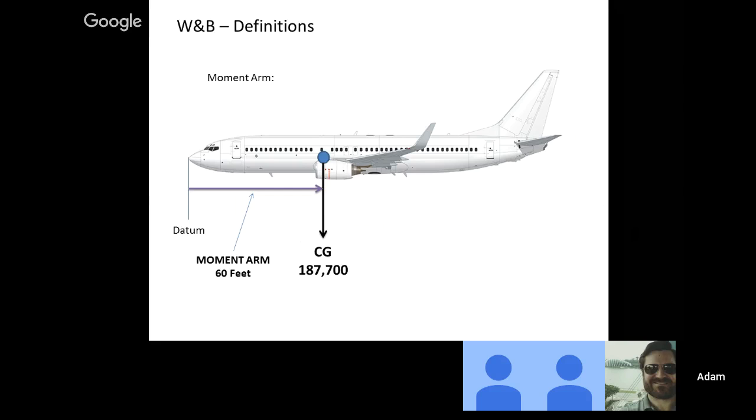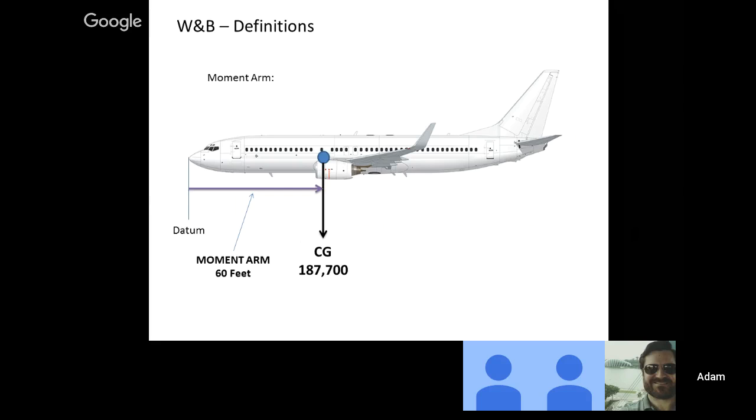So moment arm is the distance that a certain weight acts on an object from a defined datum. So for this particular aircraft, Boeing 737, the datum is defined as the nose of the airplane. And for weight and balance calculation purposes, the nose of the aircraft will be the point at which all weight inside the aircraft will be measured from.